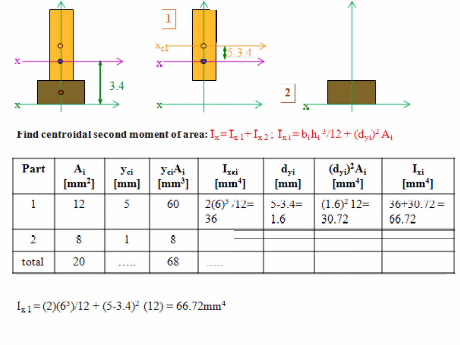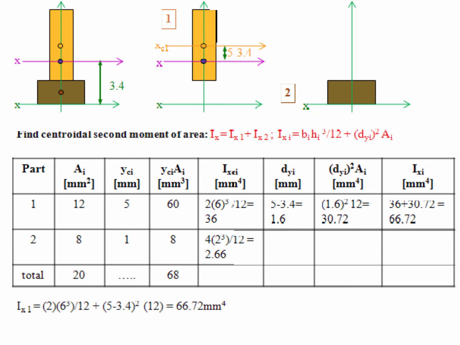For area 2, which is a rectangle, the second moment of area about its own centroid is again base times height cubed over 12. Here is the distance we need between the centroid of area 2 and the centroid of the whole figure. The distance d sub y for area 2 is entered into the table.